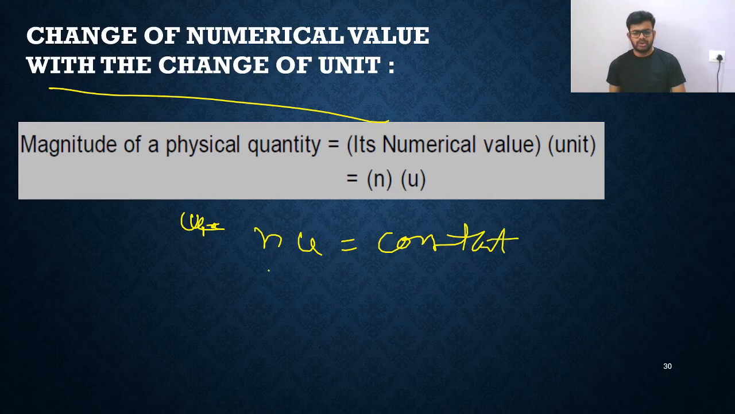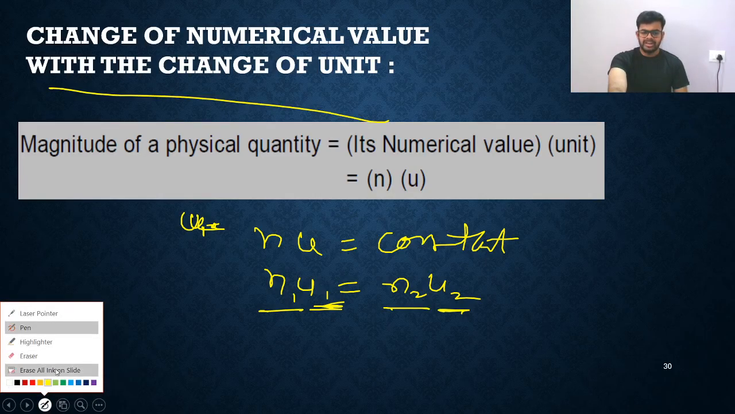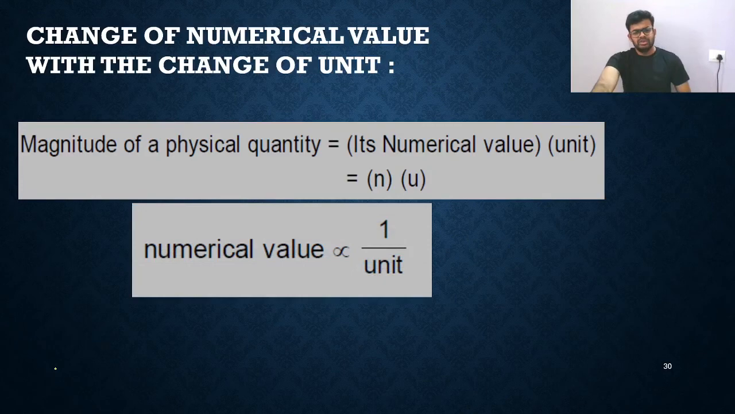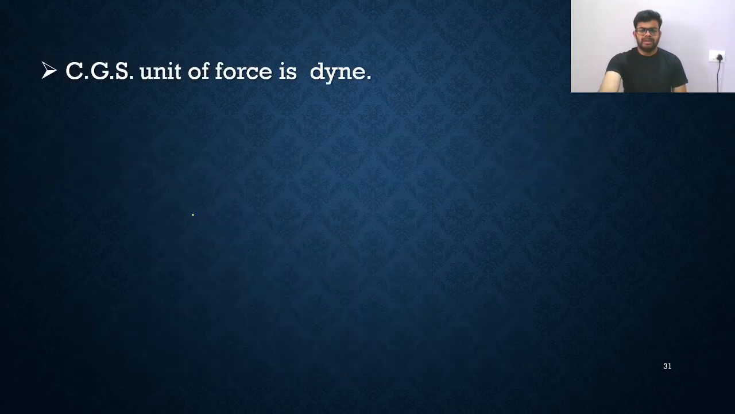Nu is always equal to constant means N1 U1 equals N2 U2. N1 is a numerical value, N2 is another numerical value. U1 is the first unit system and U2 is the second unit system. You need to remember these things. The numerical value is inversely proportional to the unit. So N1 U1 is equals to N2 U2. For example, you will see the example here.